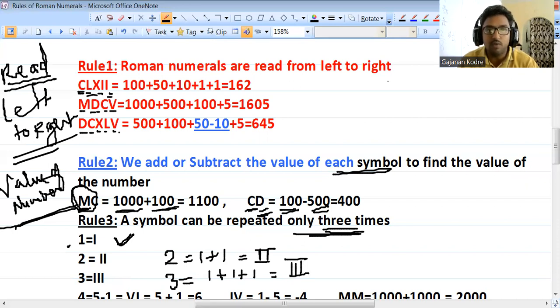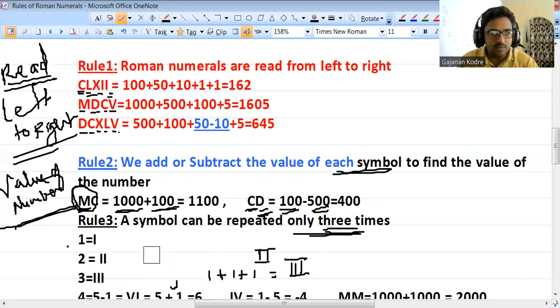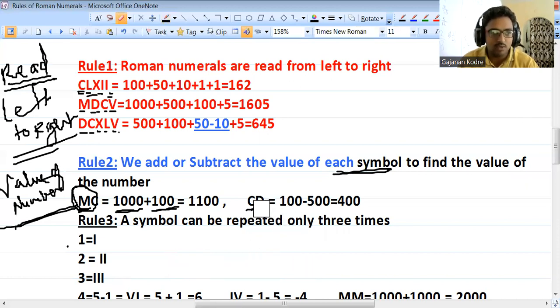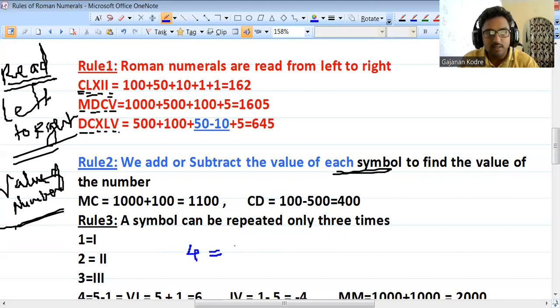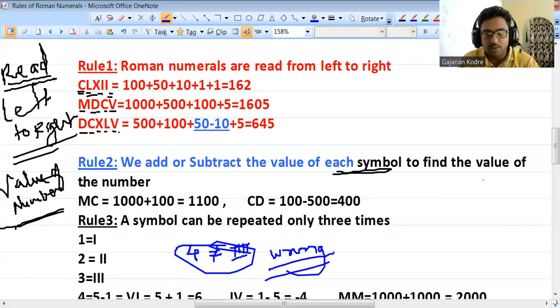What about 4? 4 cannot be written like this. If we try to write it like this, 4, 1 plus 1 plus 1 plus 1, or yes, 4 times 1s. So how many times I will be there? 4 times I, and that is not allowed. That is against rule number 3. A symbol can be repeated only 3 times. So हम 4 को 4 times I नहीं लिख सकते. This is wrong. So what we need to do for 4? Yes, we need to do some arrangement.